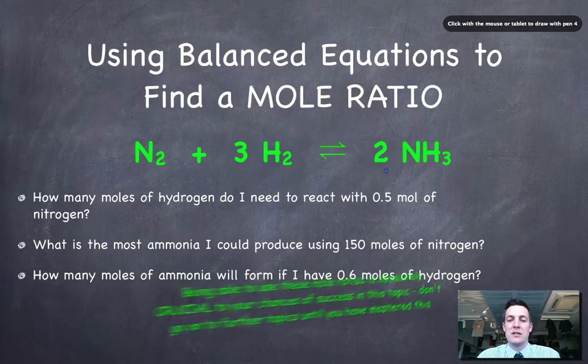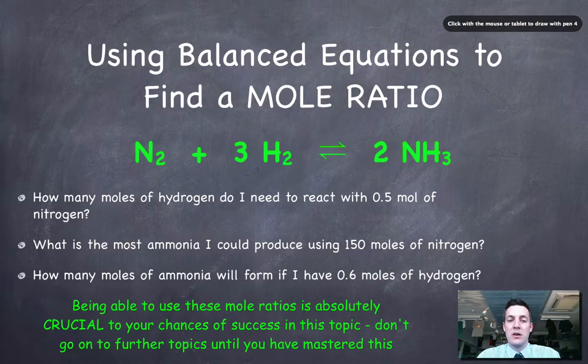And on that basis, I should be able to use that mole ratio to figure out the answers to questions like these. So, for example, how many moles of hydrogen do I need to react with half a mole of nitrogen? Well, if the number of moles of nitrogen is 1, and the number of moles of hydrogen is 3, then the number of moles of nitrogen is 1/3 of the number of moles of hydrogen.